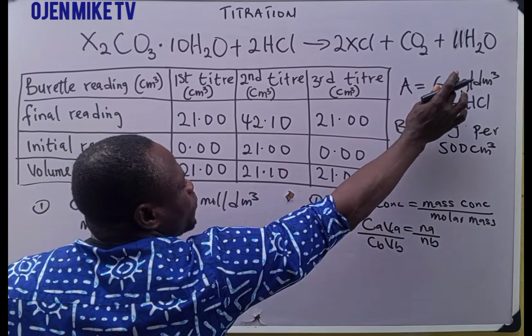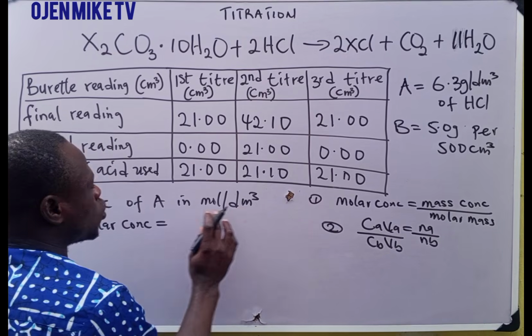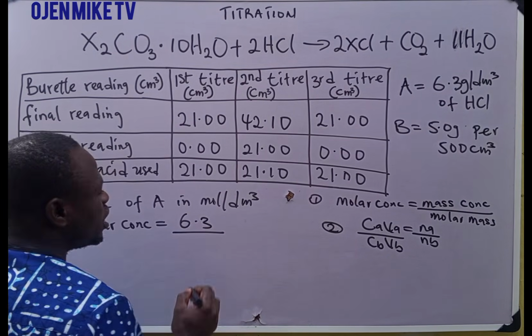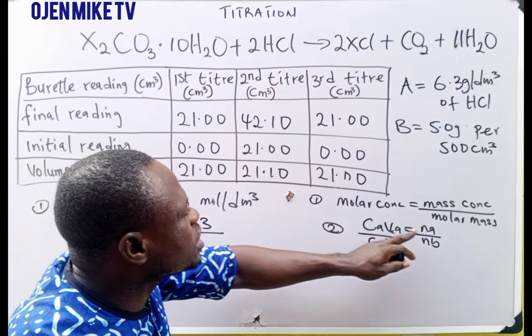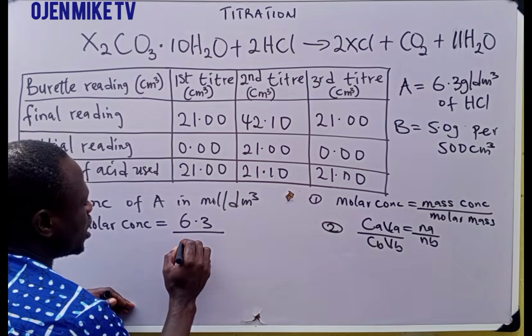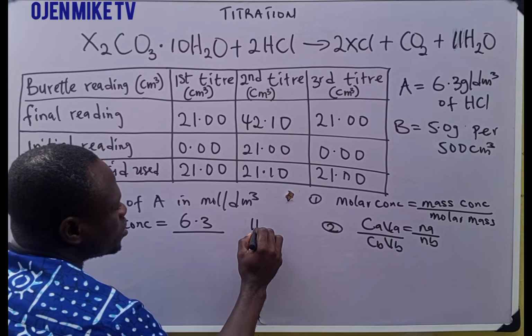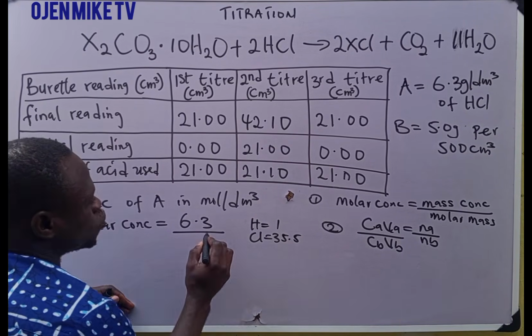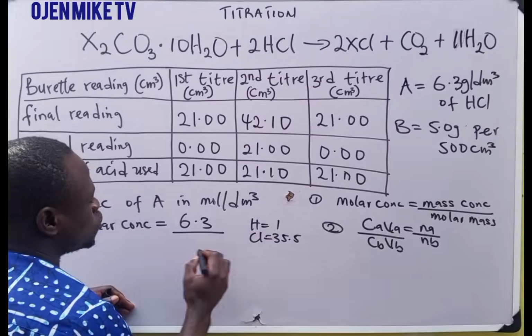So what is your mass concentration? Mass concentration of A. Remember, what we are doing here is for A, and it is 6.3, divided by the molar mass of A. A is HCl. We have H equals 1, Cl equals 35.5. So at the end, if we add these two together, we have what?